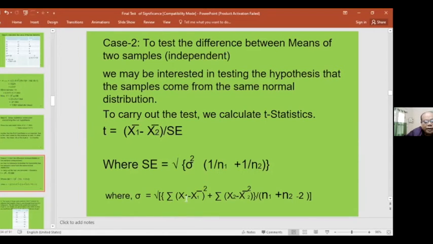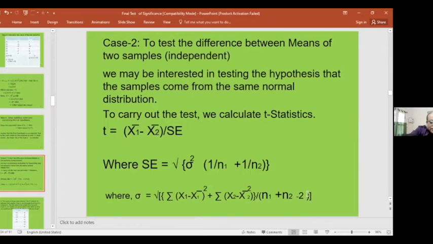How will you calculate it? You know how to calculate standard deviation: x minus mean, the whole square, divided by n. That was the standard deviation. Now, how do you calculate this pooled one? Same formula, but instead of dividing by n only, for two samples you divide by n1 plus n2 minus 2. It's a little modified. This is a combined or pooled standard deviation of the two samples.